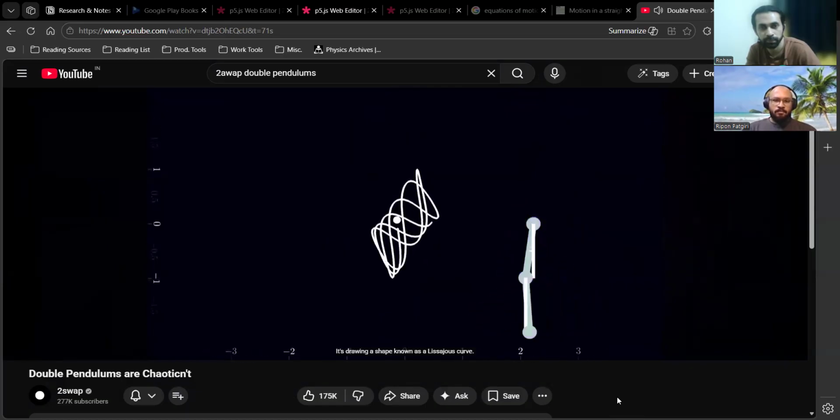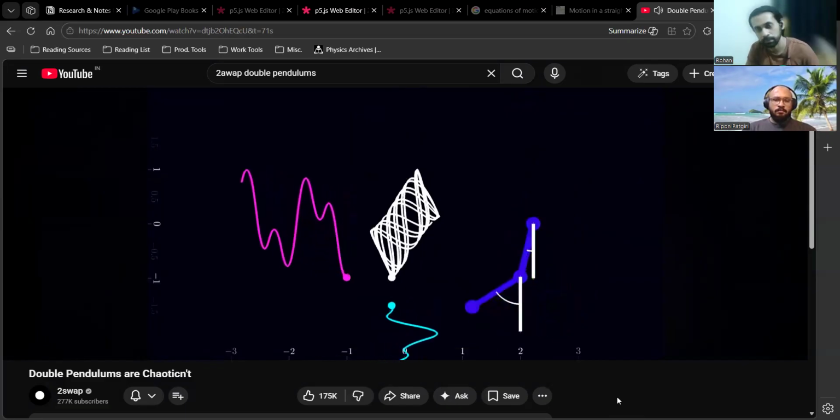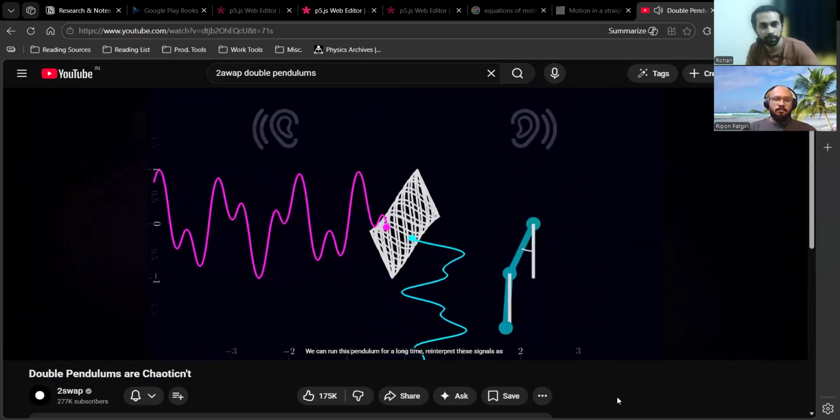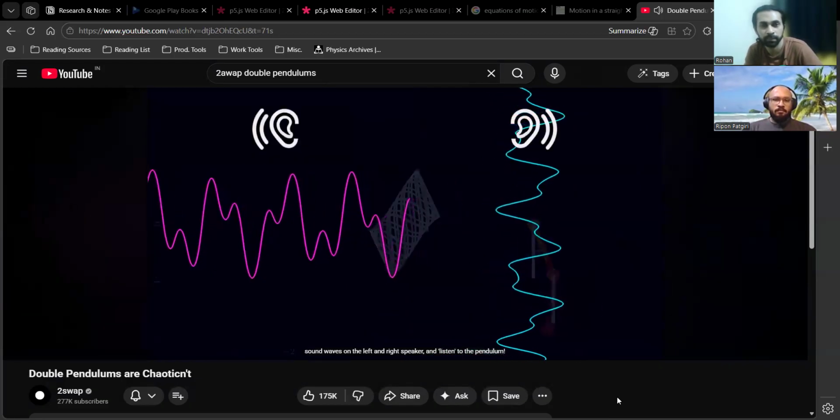It's drawing a shape known as a Lissajous curve. Here's the signal from the top and bottom angles separated out. We can run this pendulum for a long time, reinterpret these signals as sound waves on the left and right speaker, and listen to the pendulum.